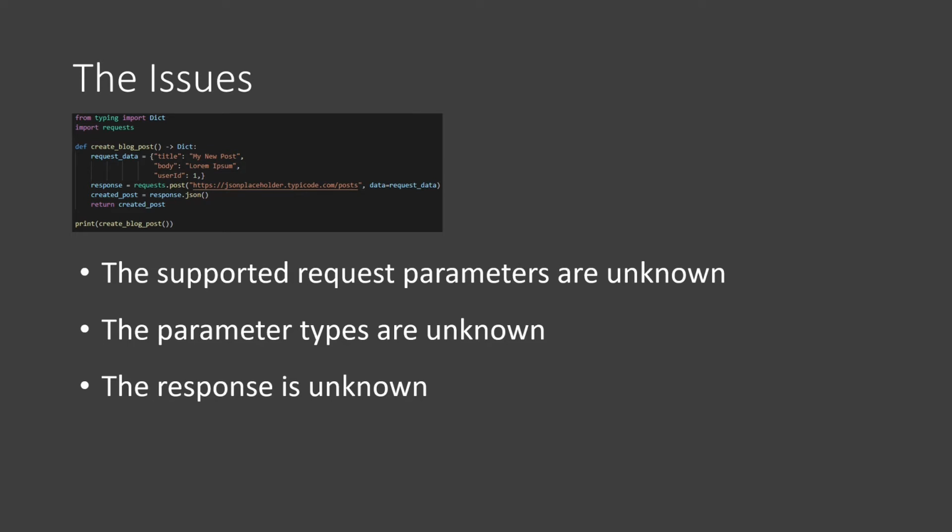As well as that, the response is unknown. In this snippet we have absolutely no idea what data has been returned by the API and therefore the function as well. All we know is that it returns a dictionary.